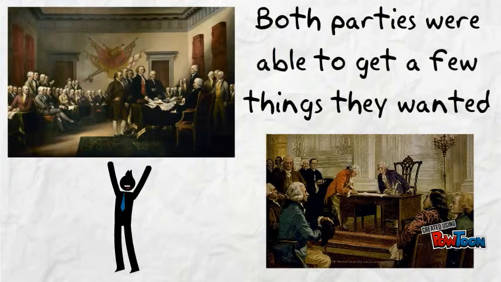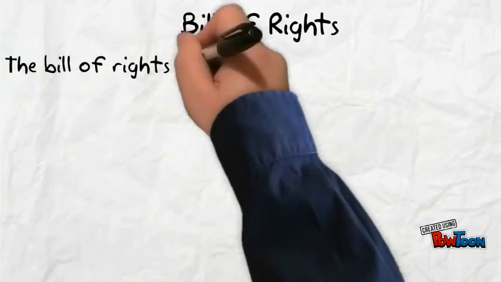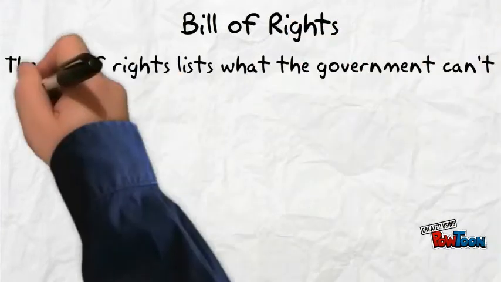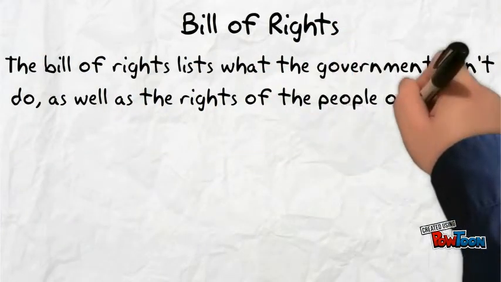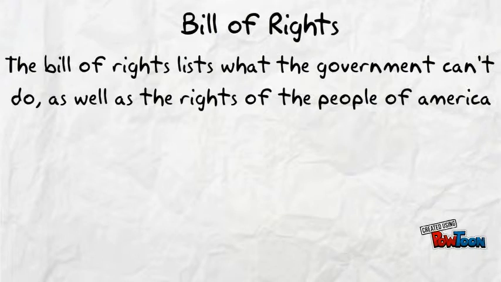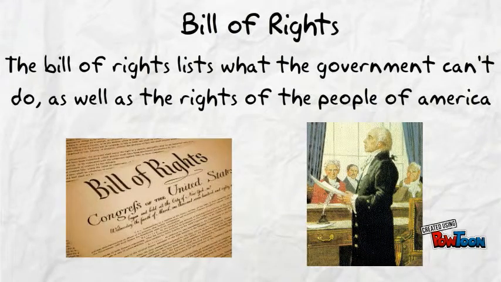One of the largest compromises was the Bill of Rights. The Bill of Rights was added to help ratify the Constitution. What it does is list specific prohibitions on government power. It also protects individual liberties. The Bill of Rights is a collection of the first 10 amendments that are stated in the Constitution.